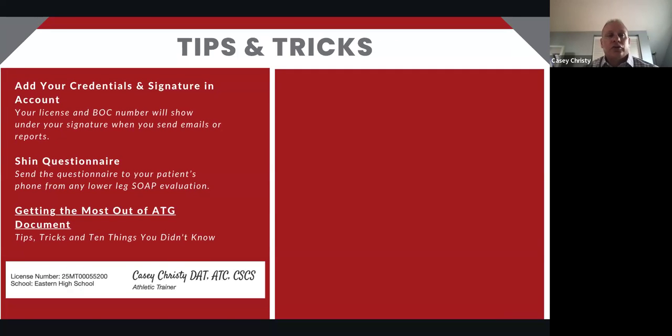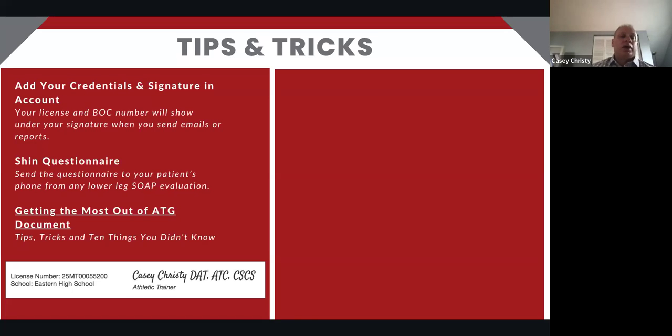Some other tips and tricks: you can add your credentials and signature in your account. So anything that you send, let's say, for example, a coach's injury report, can have at the bottom your license number, your school name, your signature with your credentials. In New Jersey, for example, our license number needs to be on anything that we document. So that's part of the reason that's in there for our New Jersey members. That is optional, but you can certainly have it in there along with your signature.